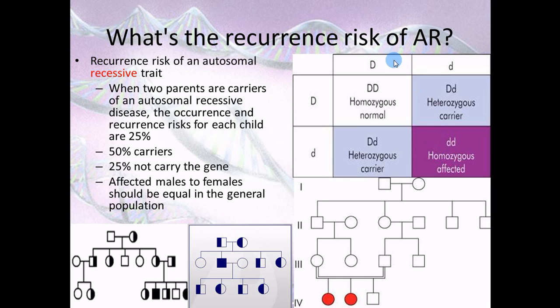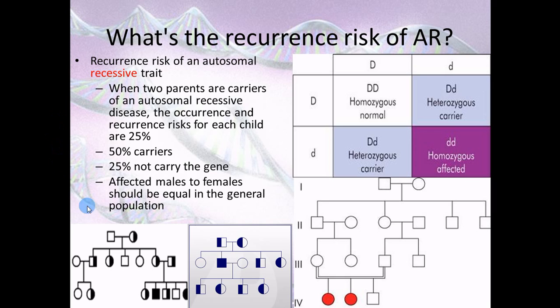Right? If just mom is a carrier, she doesn't have the disease, how many of their children will have the disease? None of the kids will have the disease, right? Because all the kids would get a good, healthy gene from dad. But how many of the kids will be carriers because mom is a carrier? 50% will be carriers. Yeah. So you can kind of break that down and figure it out.